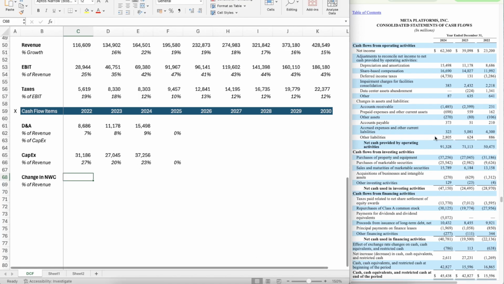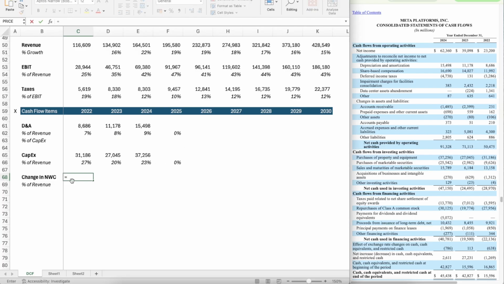Okay, change in net working capital. We just do the sum of these line items, the changes in assets and liabilities. We go equals sum and say 231,162 minus 106,210, 4,300, 886.